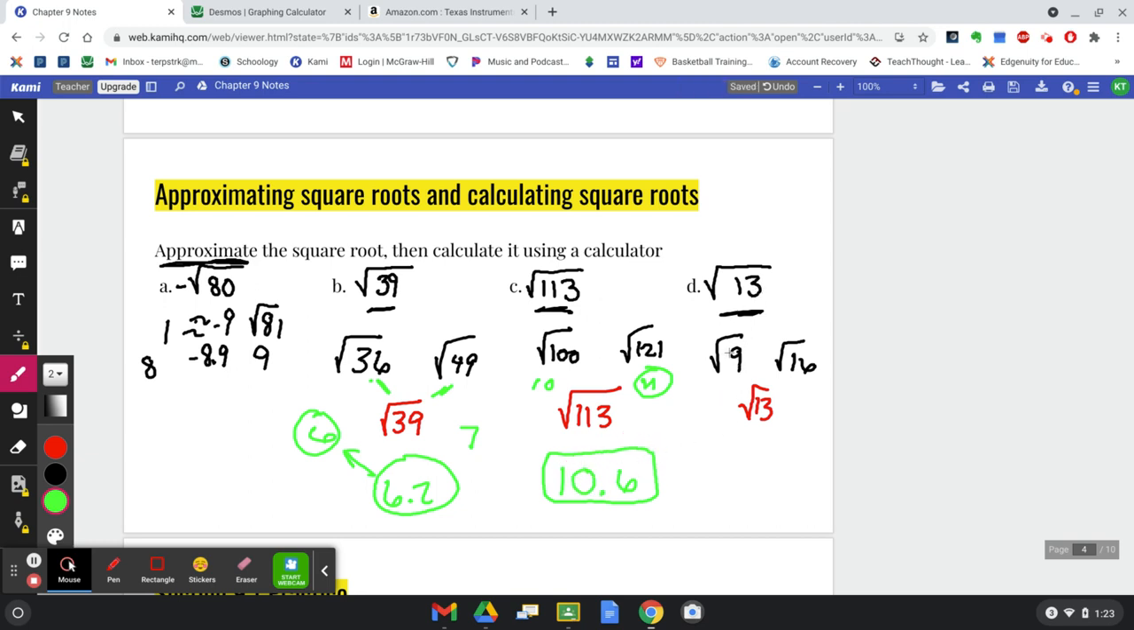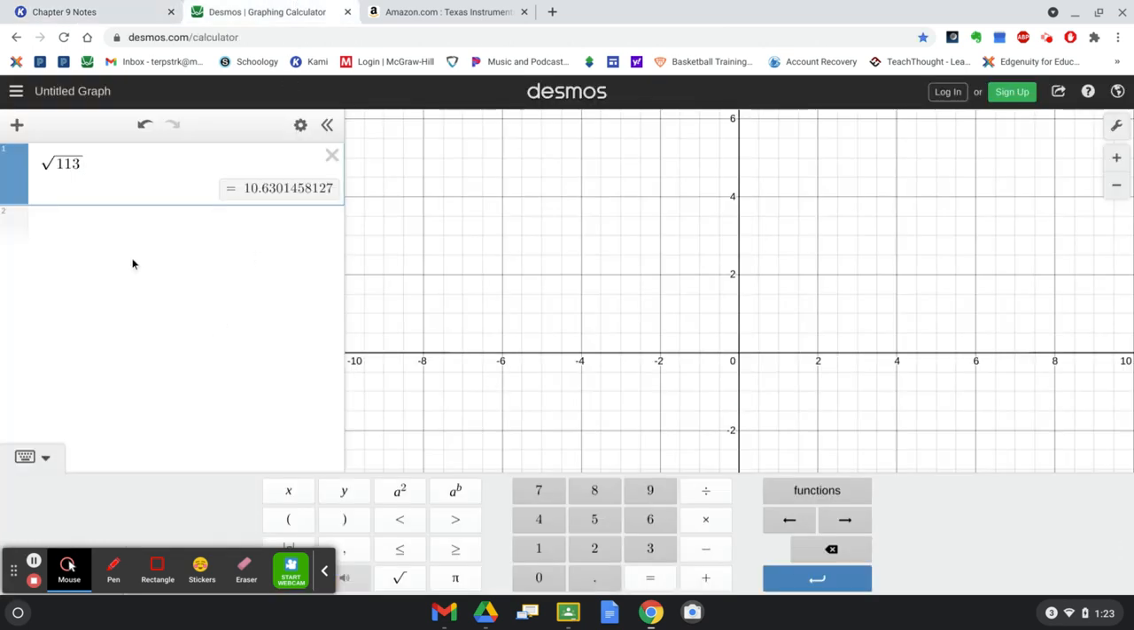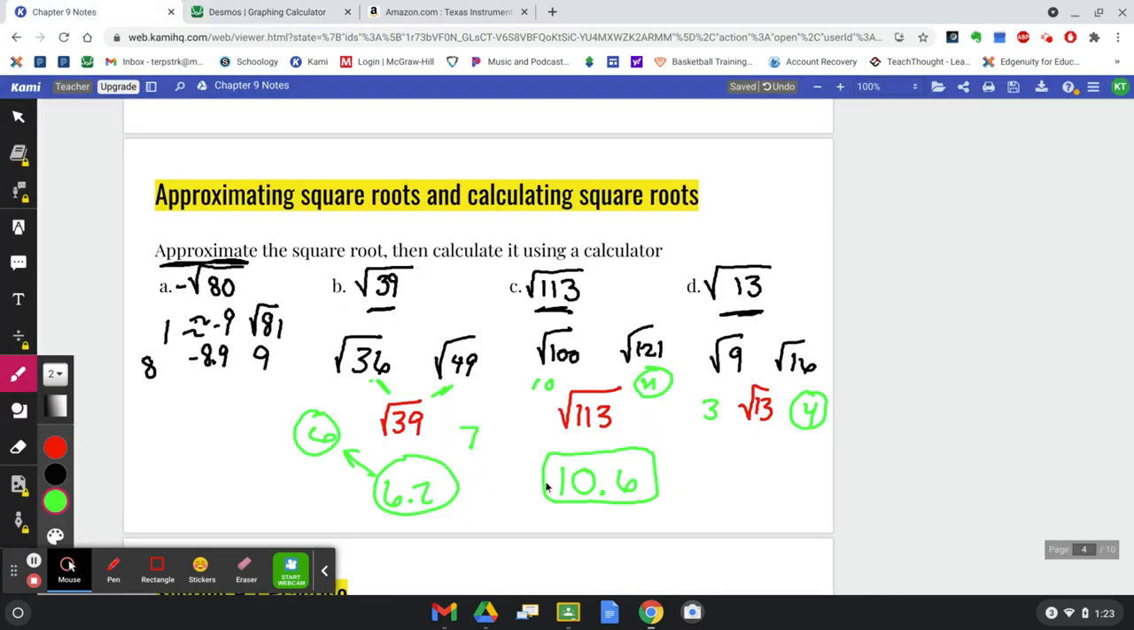Square root of 13, right? Square root of 9, square root of 16 are my perfect square references. That's 3. This is 4, so it's going to be 3 point something. Square root of 13 is 4 away from 9 and 3 away from 16, so it's going to be a little bit closer to 4, 3.5 something, 3.6 something. And if we figure that out, square root of 13, 3.6. All right, so that's how you approximate, right?